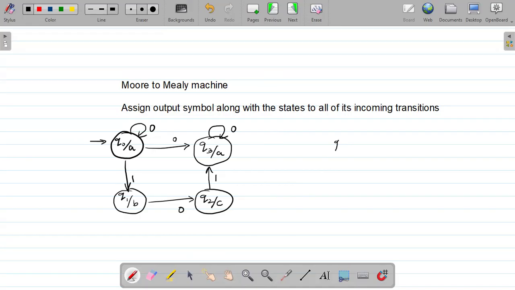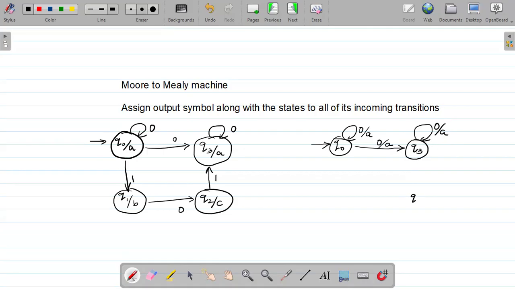So the Q0 state is the initial state, and it will remain the same. Now, instead of the output with the state, we will have it on the transition, 0/A, because there is only one incoming transition to Q0. Now we need to go to Q3. On getting 0, Q3 gives us output A, so it will come on the transition. From Q3 to Q3 there is a self transition, so 0 is the input and A will be the output. It will come on the transition.